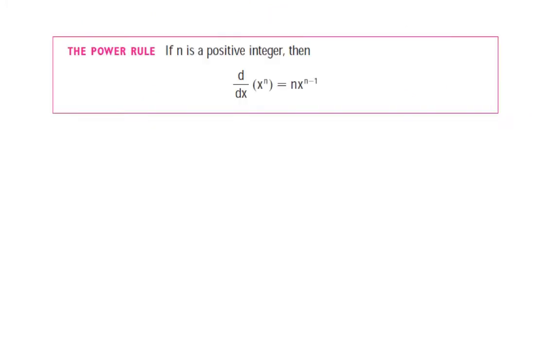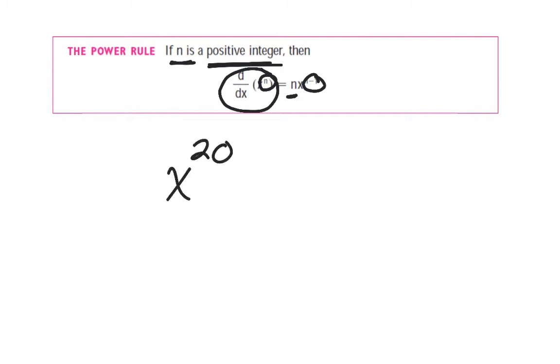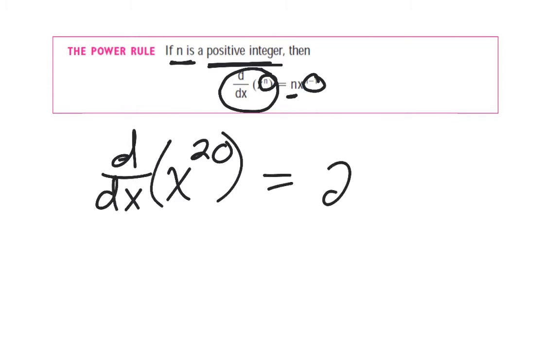So that's our power rule: if we are finding the derivative of a power function, and n is a positive integer, then we can take whatever the exponent is and write it in the front and just reduce the power by 1. So if I wanted to find the derivative of x to the 20th, that's going to give me 20x to the 19th. A lot easier than expanding that x to the 20th.